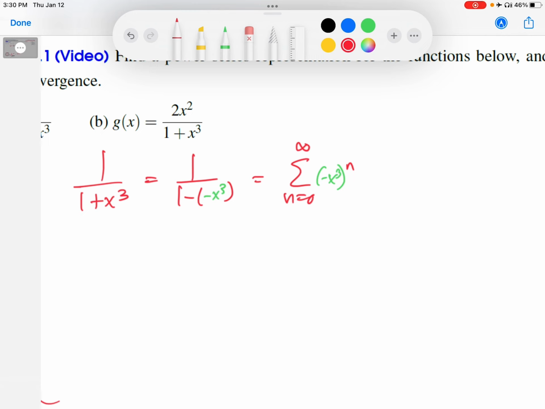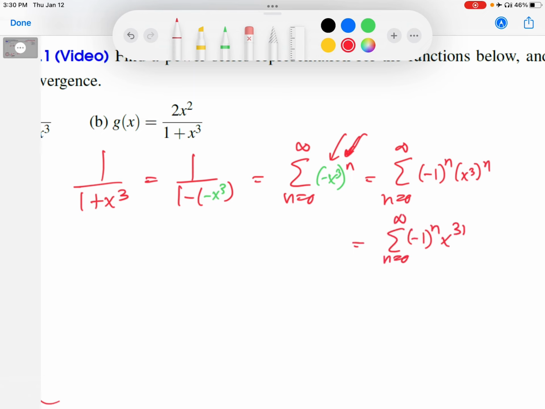So what do we do now? So we keep going, right? So we have this minus x cubed to the n. So first of all, minus 1 to the n, right? That comes from raising minus 1 here to the n. And then we have x cubed to the n, and then we just keep going here. So minus 1 to the n, x to the 3n, right?